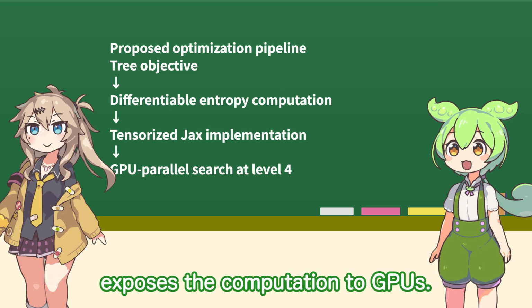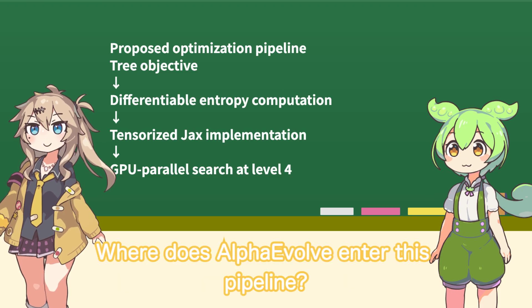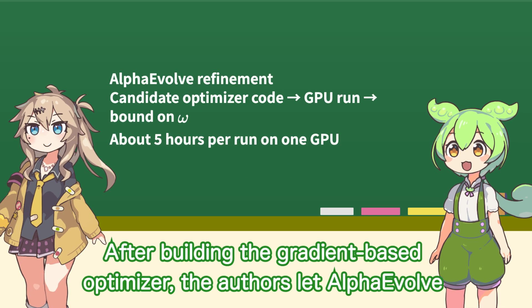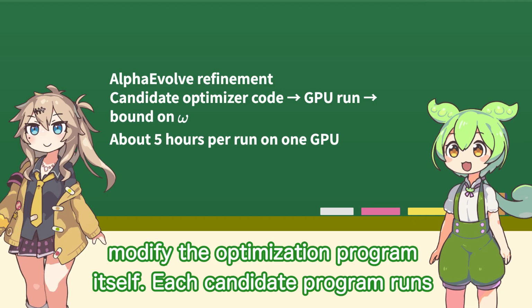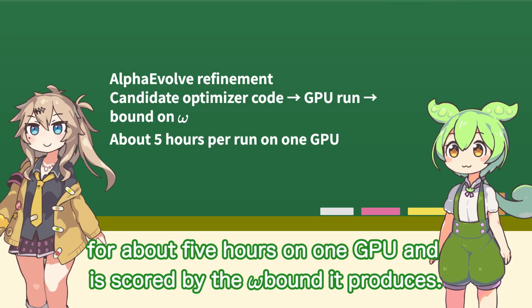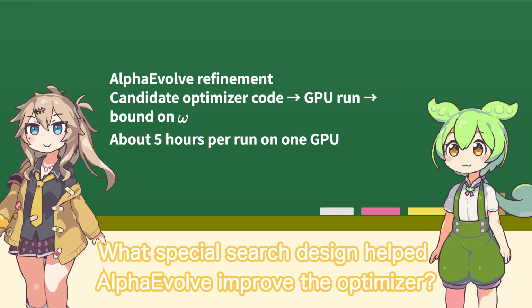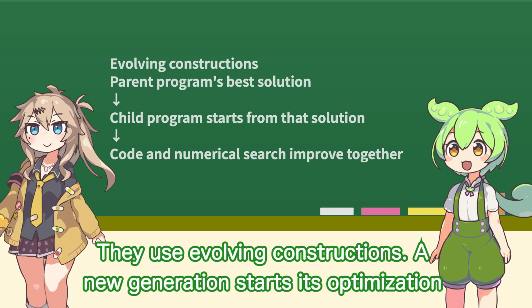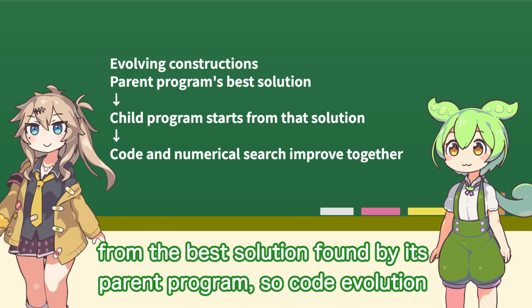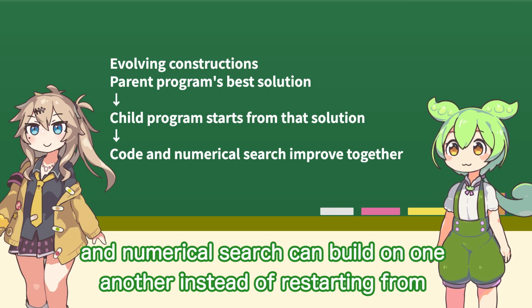Where does AlphaEvolve enter this pipeline? After building the gradient-based optimizer, the authors let AlphaEvolve modify the optimization program itself. Each candidate program runs for about 5 hours on one GPU and is scored by the omega bound it produces. What special search design helped AlphaEvolve improve the optimizer? They use evolving constructions. A new generation starts its optimization from the best solution found by its parent program. So code evolution and numerical search can build on one another instead of starting from scratch.